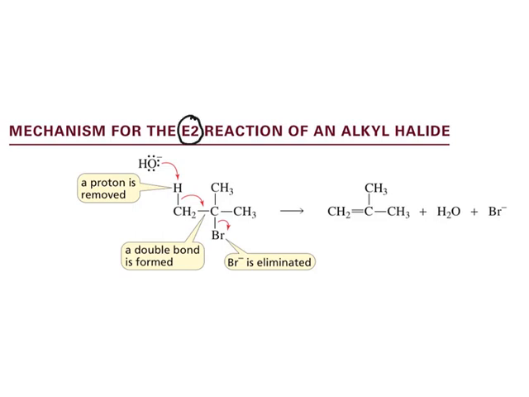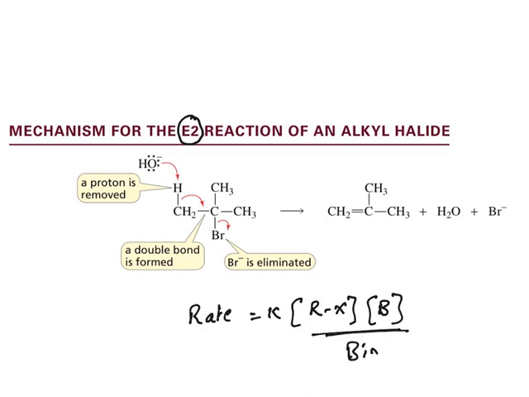Now E2, elimination 2, the reason why it is called as elimination 2 mechanism is the rate. When you see the rate, it depends upon alkyl halide as well as base. It depends upon the two substrates. It is known as bimolecular, hence it has got the numerical 2. Now look at this. See, this is a base and that will abstract this proton. So this is alkyl halide, a very good leaving group. It leaves and a proton is abstracted by a base. Both of them happen simultaneously.